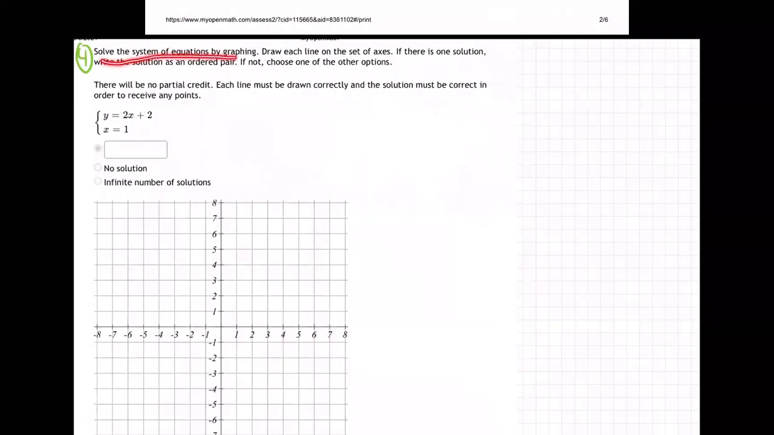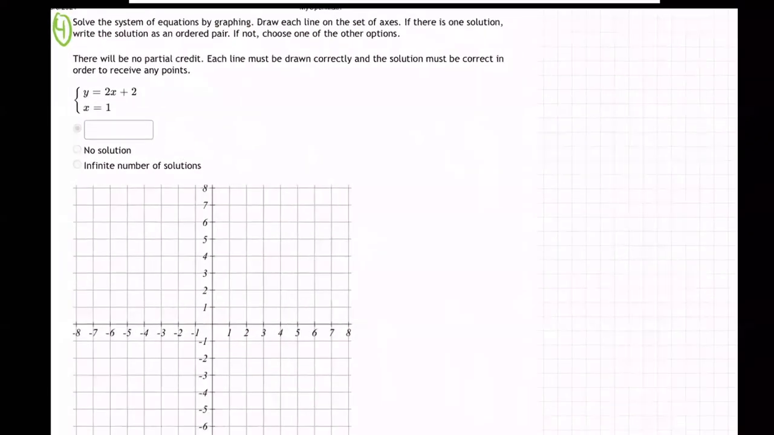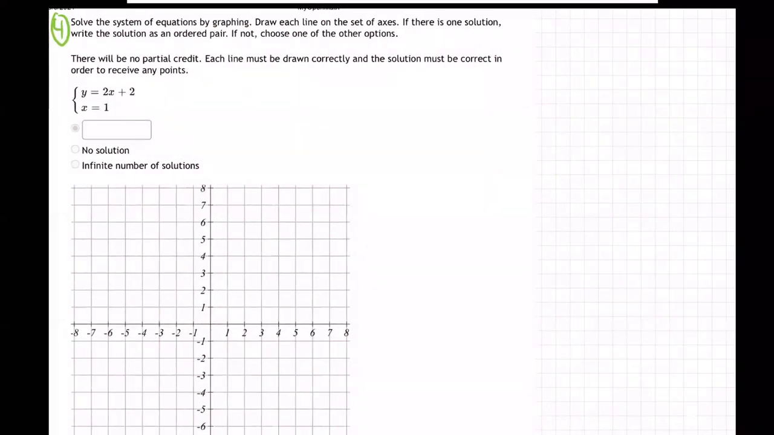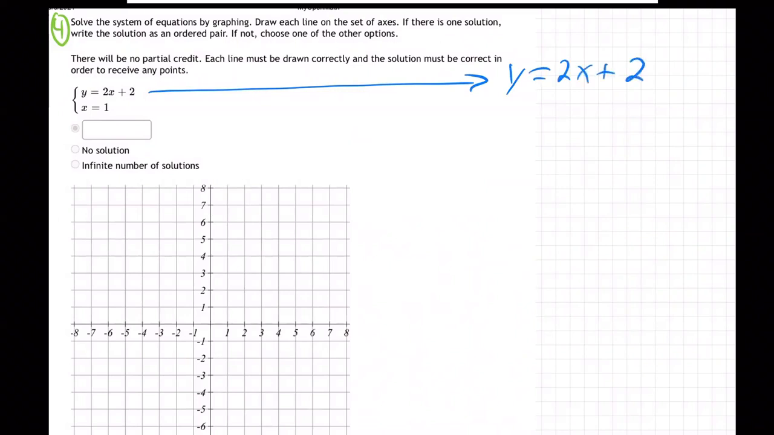Solve the system of equations by graphing, draw each line. All right, so we're supposed to graph both these lines is the deal on this question. So I'm going to grab the first one. I'll bring it over here. This is y equals, my first one is y equals 2x plus 2.